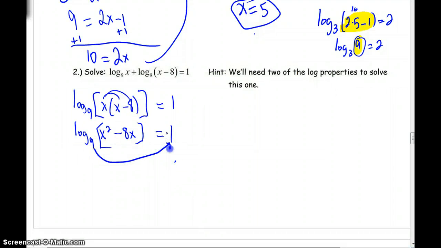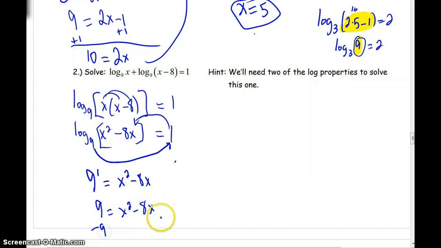Do a log circle. We will get 9 to the 1 power is equal to x squared minus 8x. And of course 9 to the 1 power is simply a 9. What now? Well, we need to get 0 on one side. Let me continue up here.